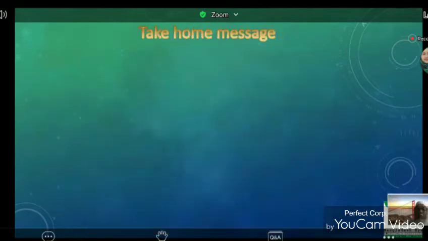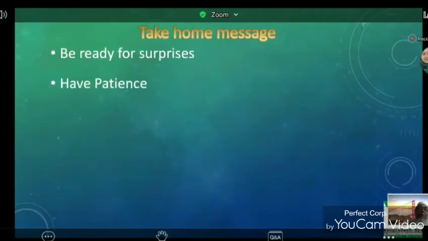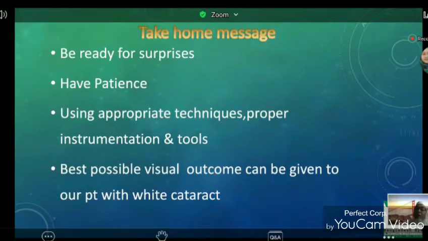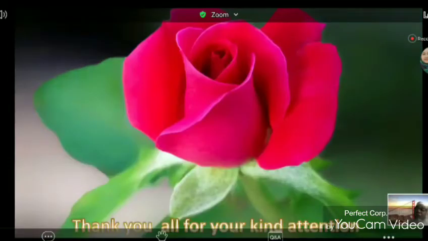So our take-home message should be: be ready for any surprise in case of white cataract. Have patience, use appropriate technique, proper instrumentation and tools, and the best possible visual outcome can be given to our patient with white cataract. Thank you all for your kind attention. Thank you everyone.